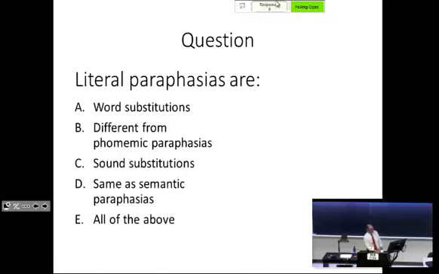Okay? So here's a question. Everybody stand up. Please stand up. Mississauga, stand up. Okay. If you think literal paraphasias are word substitutions, sit down. If you think they're different from phonemic paraphasias, sit down. If you think they're sound substitutions, sit down. Okay, everybody who's standing is wrong. Sound substitutions.